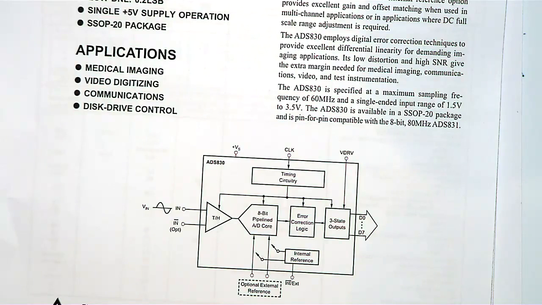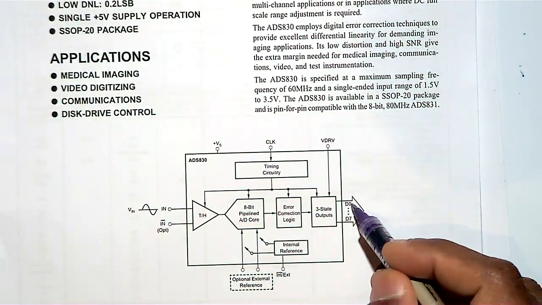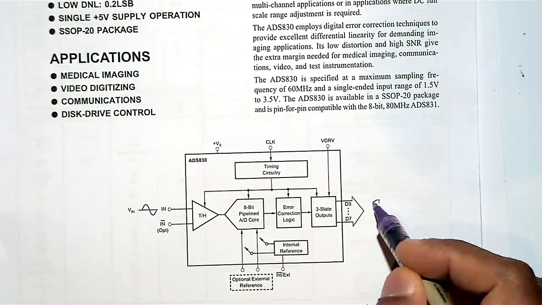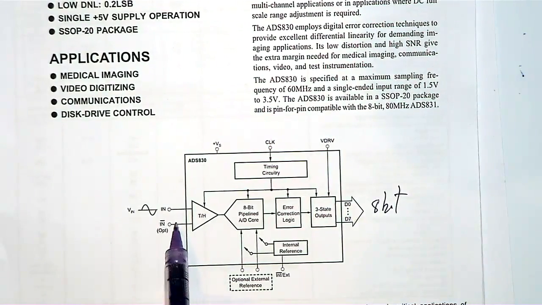But when it comes to ADC, this is your input, and then here they said D0 to D7. That's the reason it is 8-bit. When it comes to input, the ADC has 2 inputs: a non-inverting input and an inverting input. Then they have put in the bracket that it is optional.